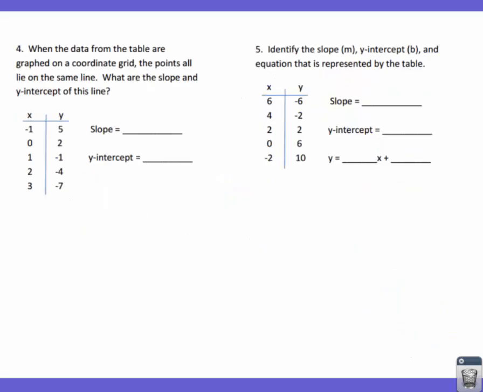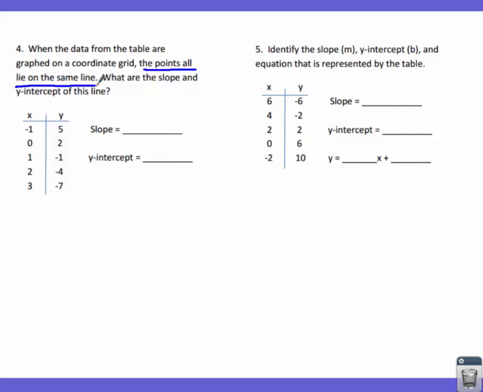So the next one says, when the data from the table are graphed on a coordinate grid, the points all lie on the same line. It's very important that it says the points all lie on the same line. Okay, so that means that it fits our y equals mx plus b formula. What are the slope and y-intercept of this line?